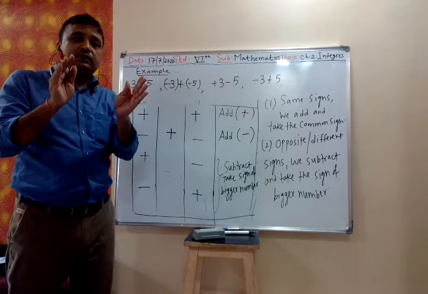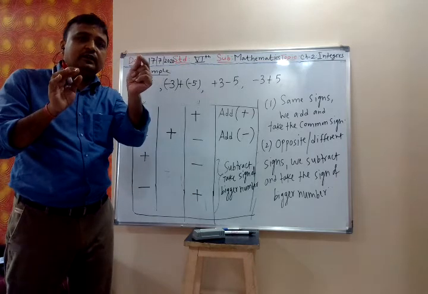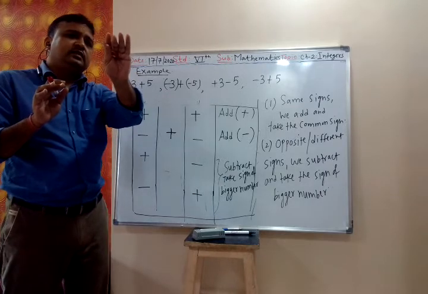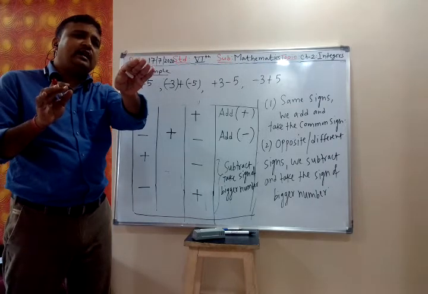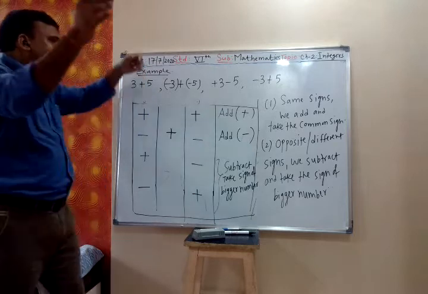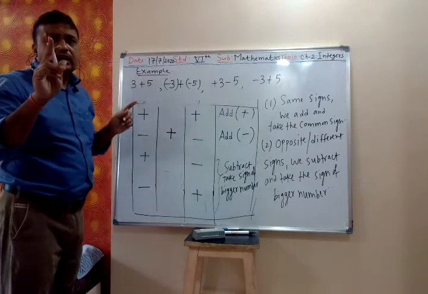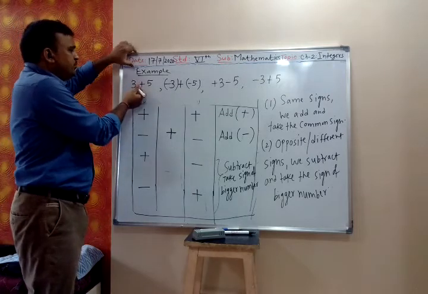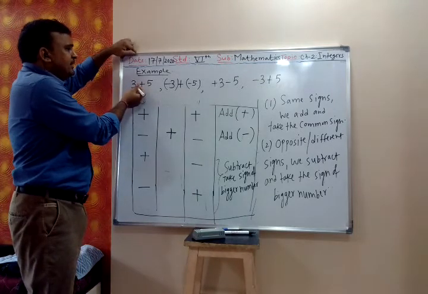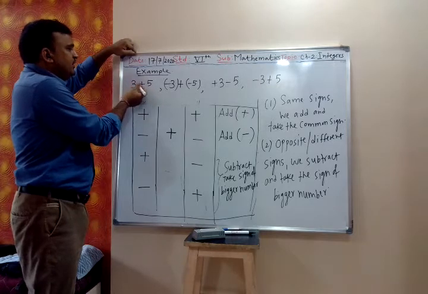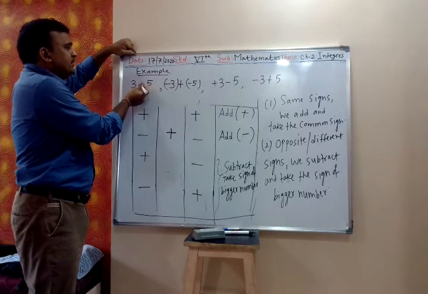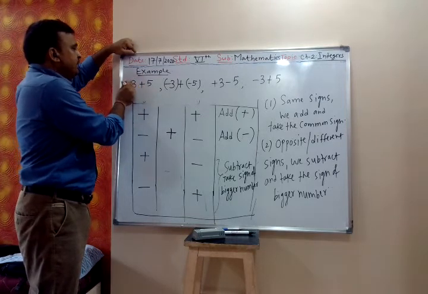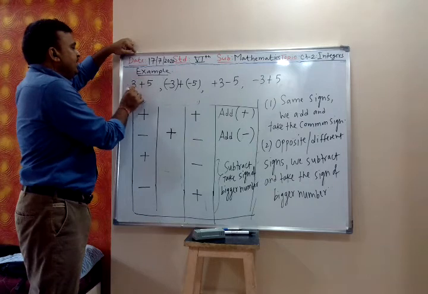The only rule you have to remember is: same sign we add, opposite sign we subtract. Let us see the sign of 3. No sign means it is plus sign. What is the sign of 3? Plus. What is the sign of 5? Plus. So same sign, you will add. 3 plus 5, you will write 8.